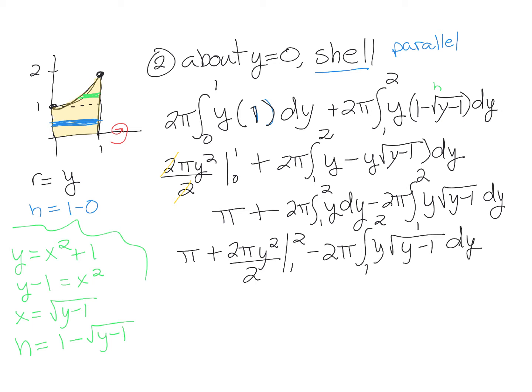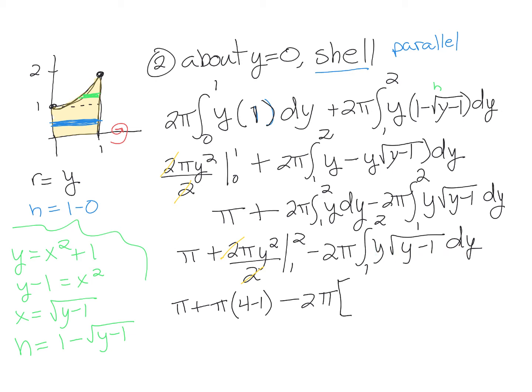Always leave the hardest thing for the end, right? So you can focus just on that. In this case right here, the 2's cancel. Plug in a 2, I'm going to get a 4. Plug in the 1, I'm going to get 1. That's going to leave me with a 3 pi for this piece right here. So this total is going to be a 4 pi.